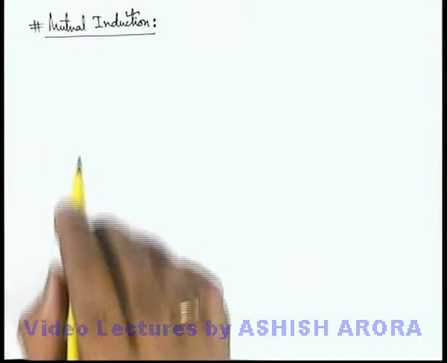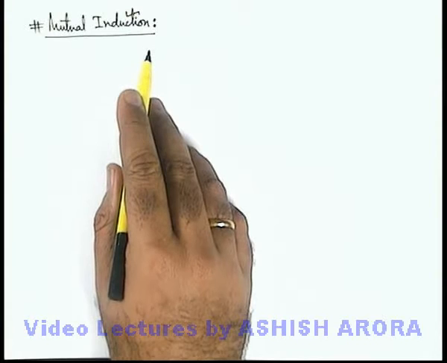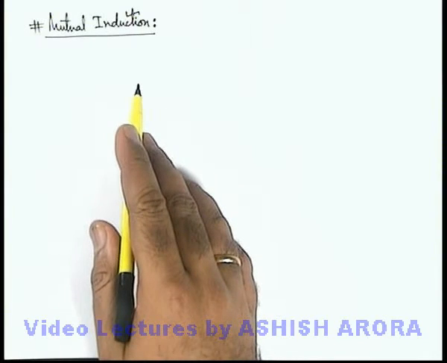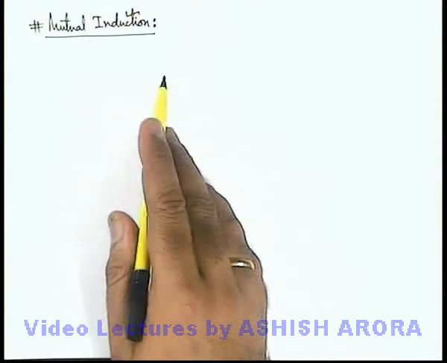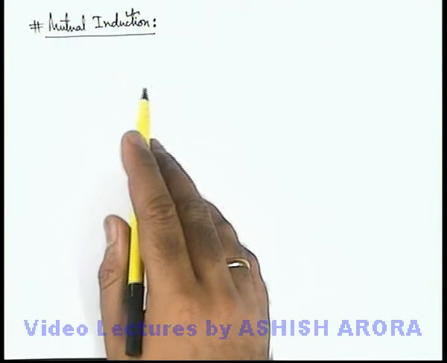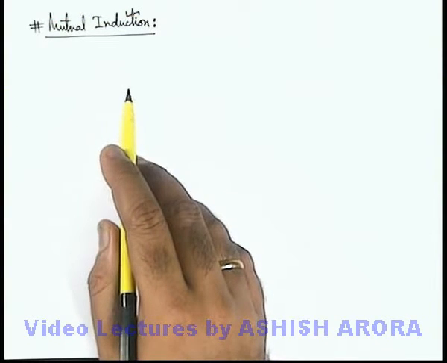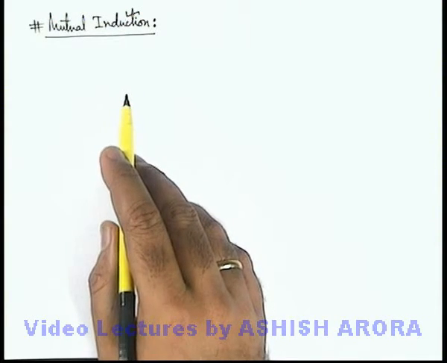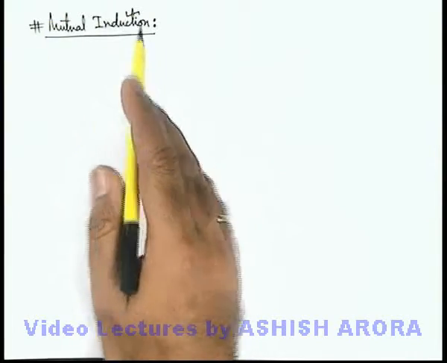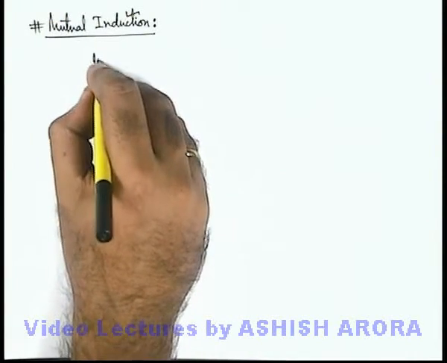Now we'll study about mutual induction. As you already studied about self-induction, which gives us a property of a coil or a conductor due to which it opposes change in current in itself. Now if we talk about mutual induction, let us write down about it.